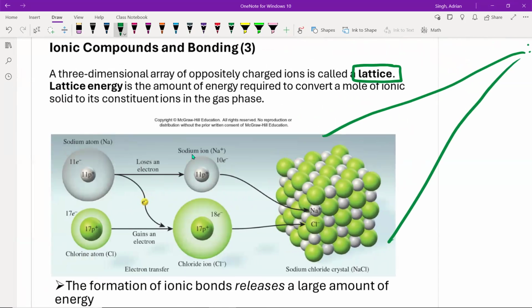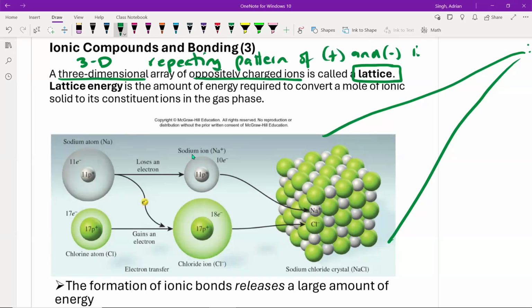A lattice for a crystal here, in the case of sodium chloride, is just a 3D, three-dimensional array of oppositely charged ions, right? So this is a repeating pattern, in other words, of positive and negative ions in this crystalline structure.